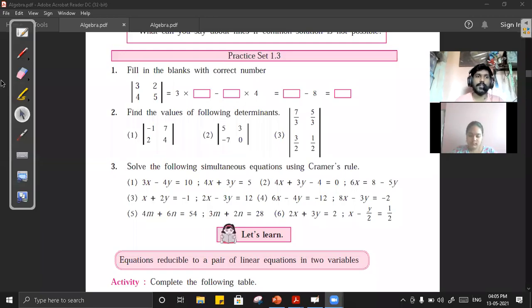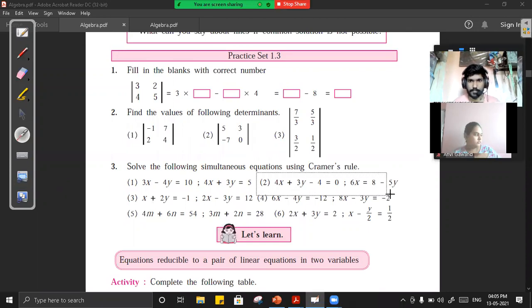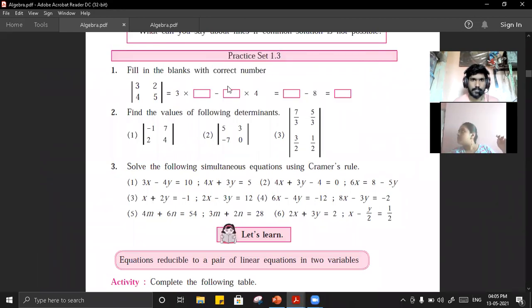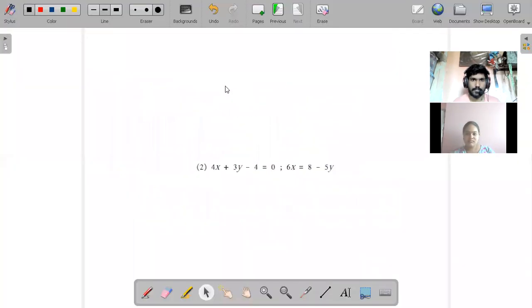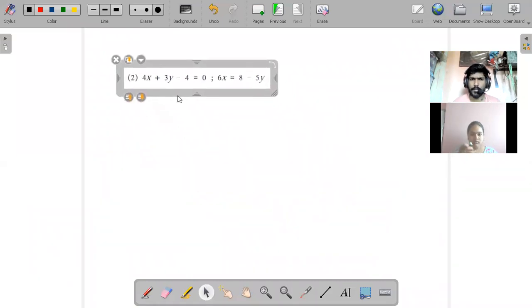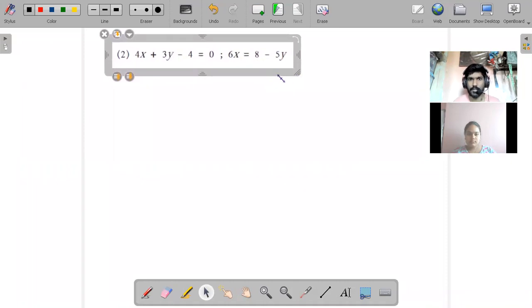So we finished this sum, this sum is over. Okay, and you did the first one for homework. Okay, now the second one, we just have to do a little bit of rearranging and then start solving.